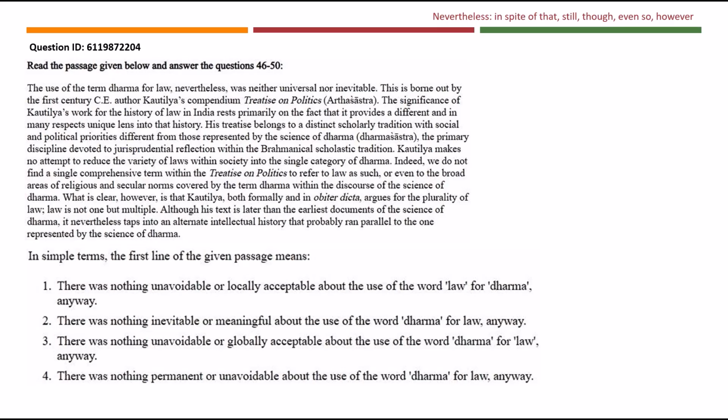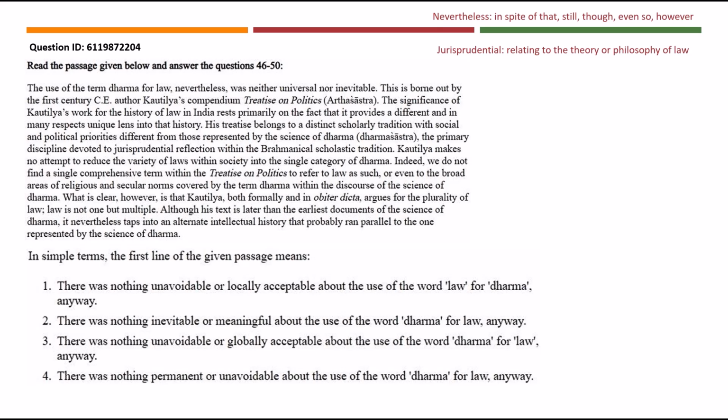His treatise belongs to a distinct scholarly tradition with social and political priorities different from those represented by the science of Dharma, which is Dharma Shastra, the primary discipline devoted to jurisprudential reflection within the Brahmanical scholastic tradition. What is jurisprudential reflection? This is relating to the theory or philosophy of law.